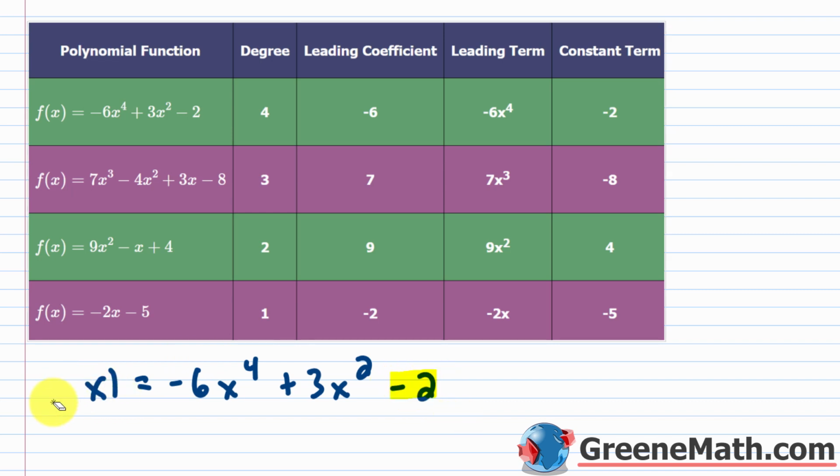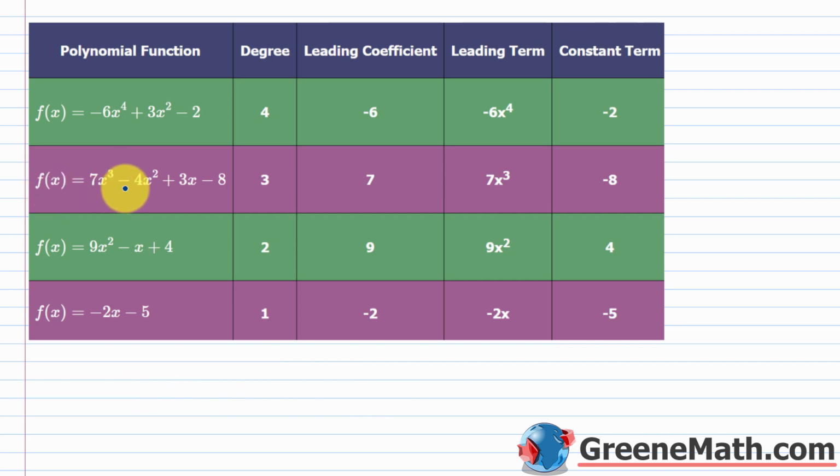Now, for the rest of them, let me erase this. We'll just go through it really quickly. So we have f of x equals 7x cubed minus 4x squared plus 3x minus 8. So the degree, again, that's just going to be 3. The leading coefficient, that's going to be 7. The leading term, again, that's the whole thing. So it's 7x cubed. And then the constant term, that's the negative 8.